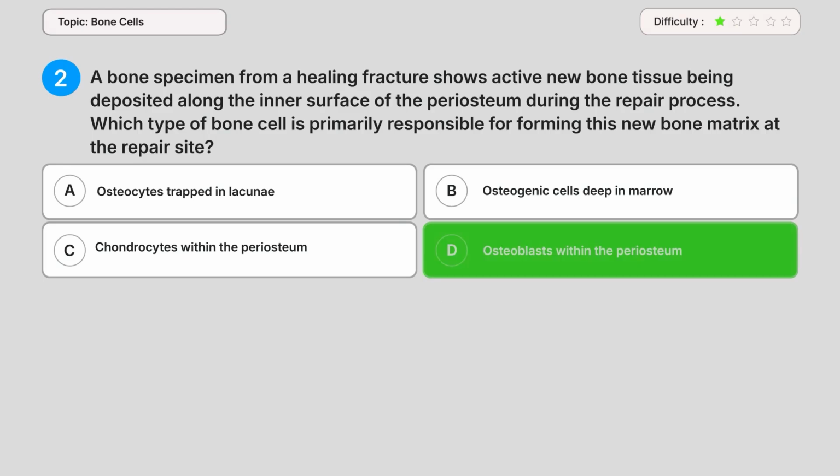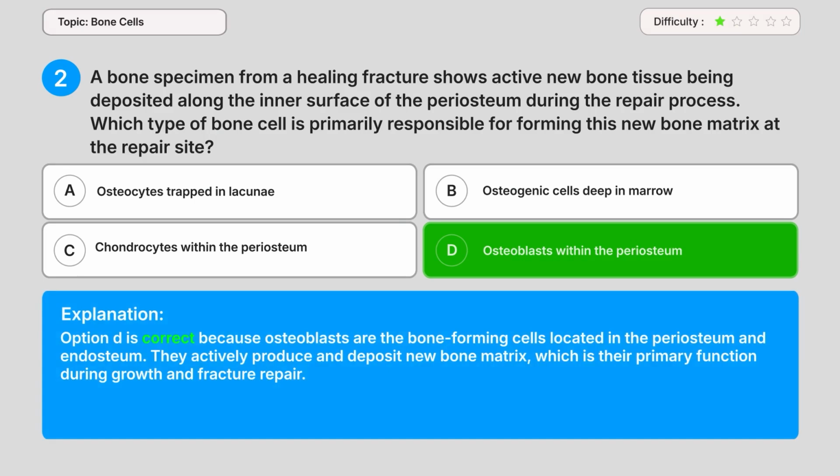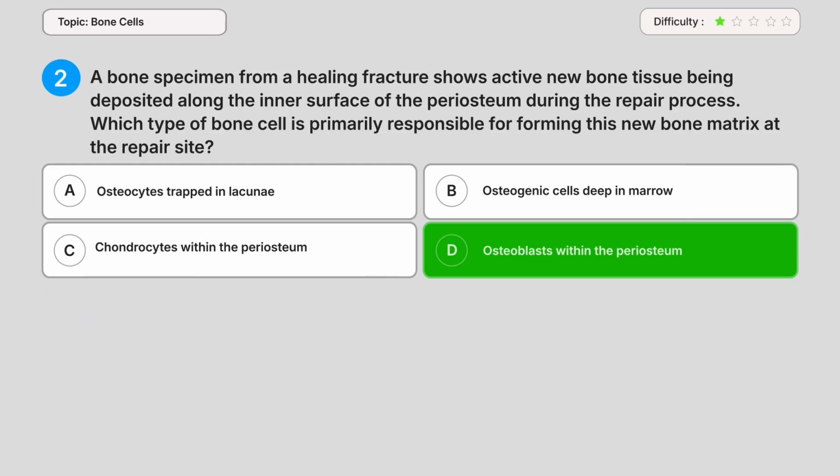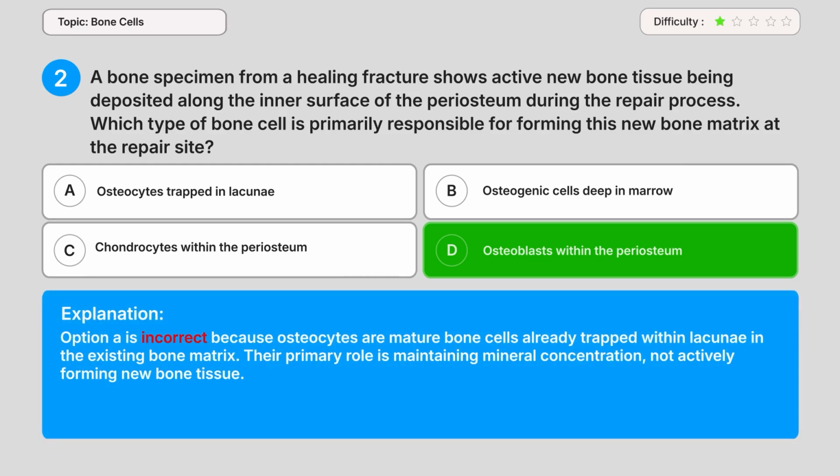Correct answer, D. Osteoblasts within the periosteum. Explanation. Option D is correct because osteoblasts are the bone-forming cells located in the periosteum and endosteum. They actively produce and deposit new bone matrix, which is their primary function during growth and fracture repair. Option A is incorrect because osteocytes are mature bone cells already trapped within lacunae in the existing bone matrix. Their primary role is maintaining mineral concentration, not actively forming new bone tissue.